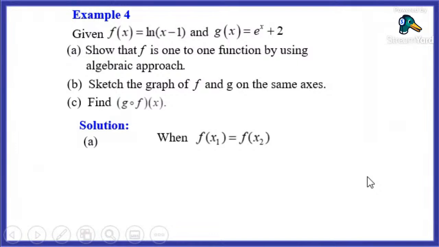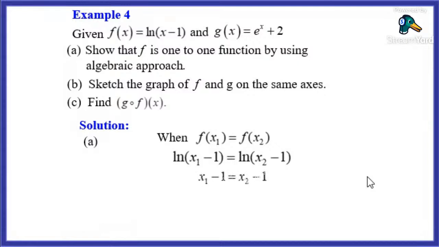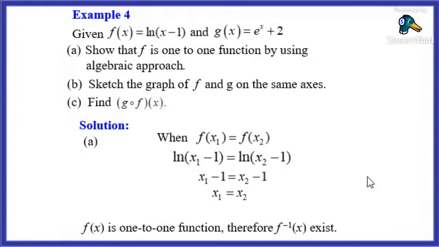Use this. So f(x1) equals natural log of (x1 minus 1), and f(x2) equals natural log of (x2 minus 1). The log base is the same, so we just compare what is inside the log. x1 minus 1 equals x2 minus 1, so x1 equals x2. So it's a one-to-one function. Therefore, f inverse exists. It didn't even ask whether f inverse exists, but never mind. And then next you have to sketch f and g, sorry, not f inverse, f and g.